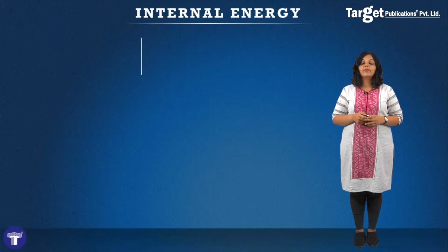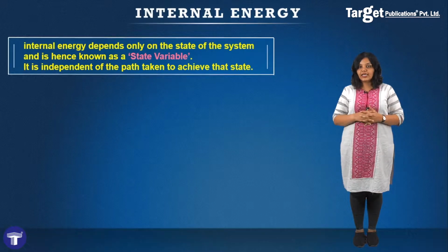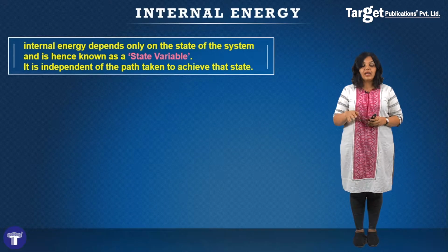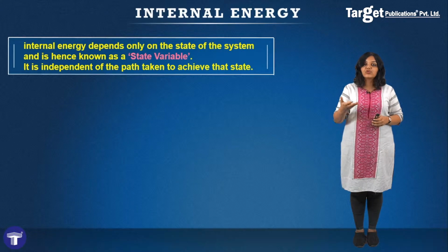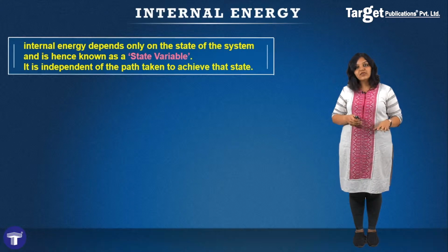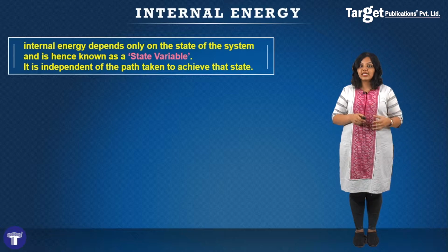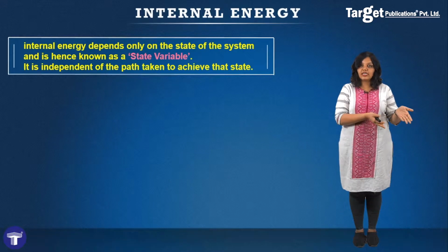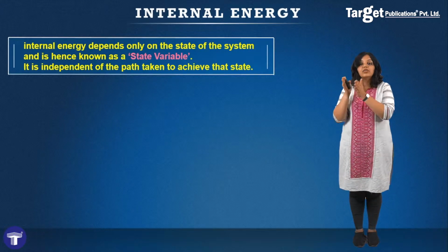Now I also want to talk about what exactly changes the internal energy in a system. Internal energy depends only on the state of the system and does not depend on the path which you take to reach that state, and because of this the internal energy is known as a state variable. So what exactly will change the internal energy? Whatever changes the state of the system will change the internal energy, because internal energy depends only on the state.